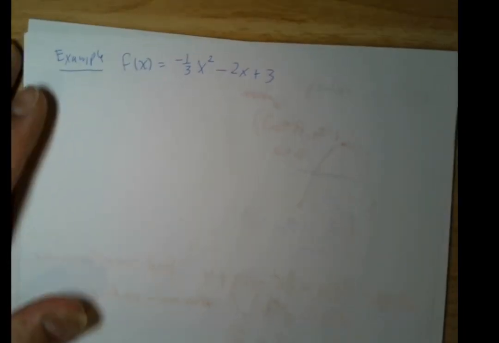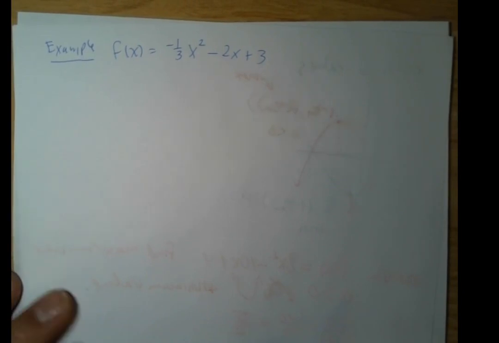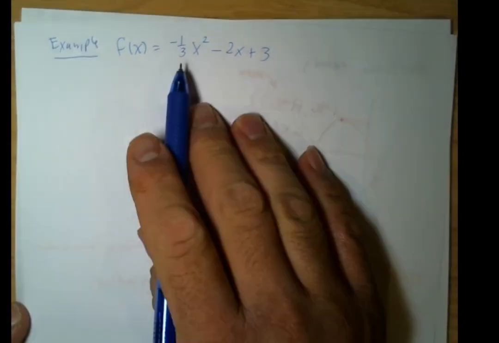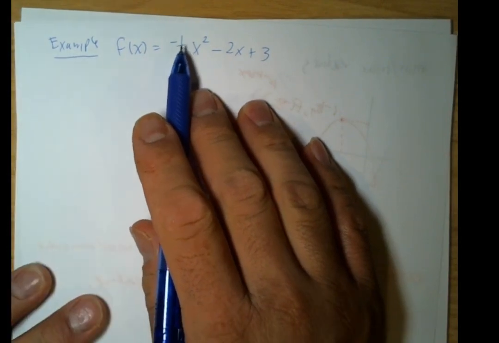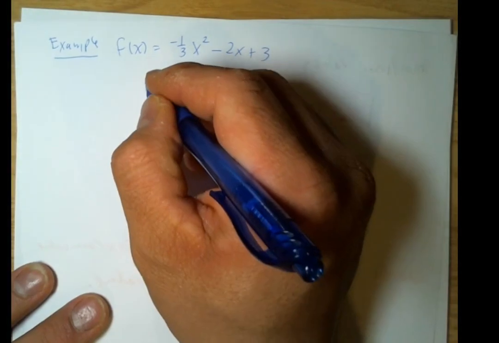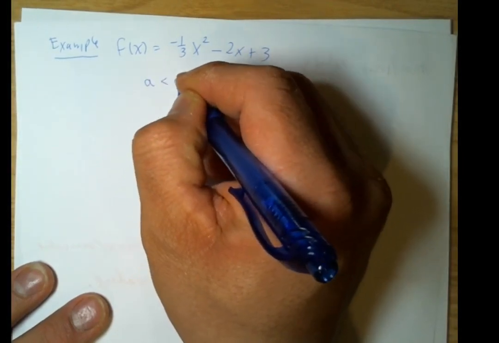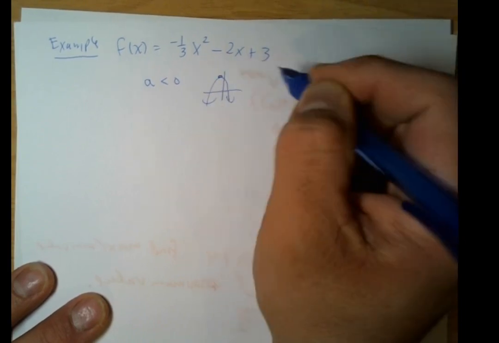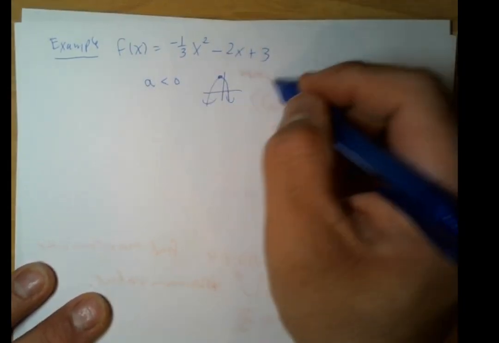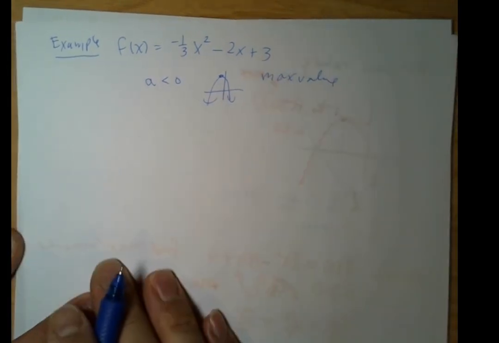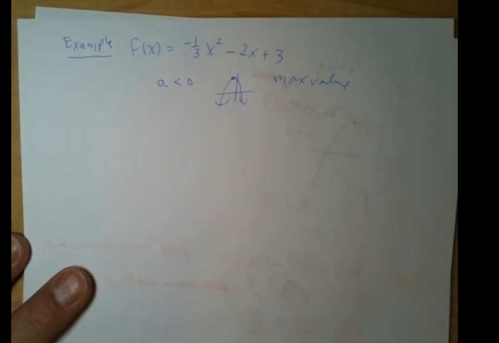So let's say I have this example here. Now, first thing I want to identify, does this have a minimum or a maximum? Again, what's going to tell you that is the coefficient in front of the x squared. In this case, it's negative 1/3. So here we have a less than 0. So we have something that looks like this. Right? So we have a max value. All right, so now let's start the process of finding that max value.